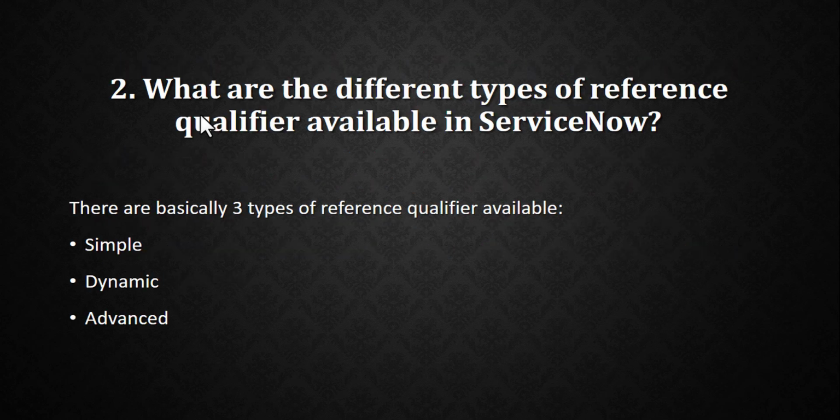Next question is, what are the different types of reference qualifier available in ServiceNow? So basically, there are three types of reference qualifier available. The first is simple, the second is dynamic, and the third is advanced. In simple, we have a condition builder. In dynamic, we write some encoded query, so we'll use some dynamic field. And the third one is advanced. Here, if you want to call any script include or implement any complex logic, we write that under advanced. If you want to know in detail, you can refer to the ServiceNow docs. Okay. Now move to the next question.